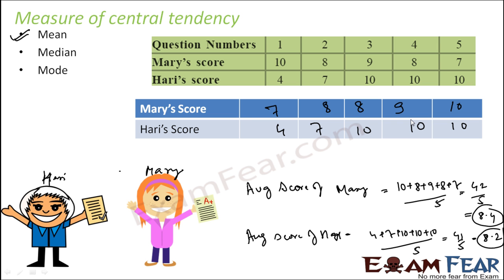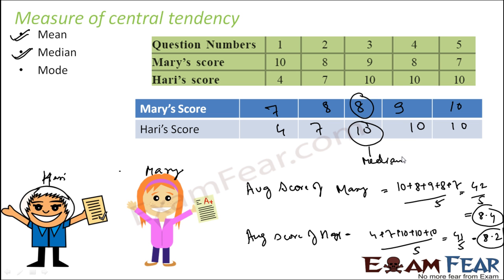Now he told that let's take the middlemost score. So as per the middlemost score, Hari has scored better. And when talking about the middlemost score, he is talking about median. Let's take the middlemost score, and with that data I scored better. That means Hari scored better as compared to Mary if you talk about the median. Still Mary is not convinced.